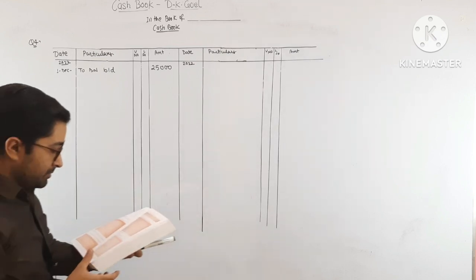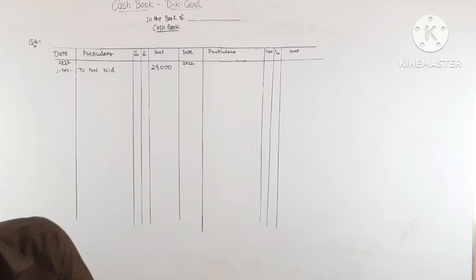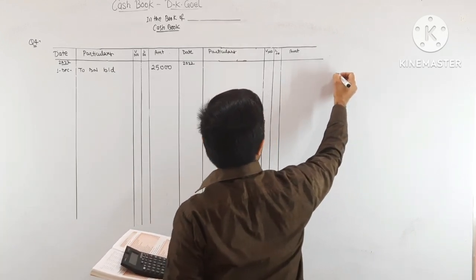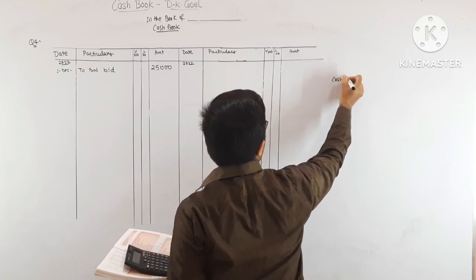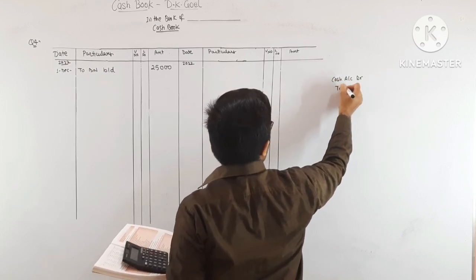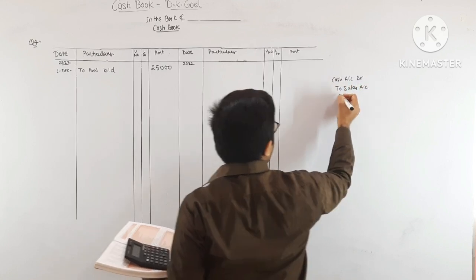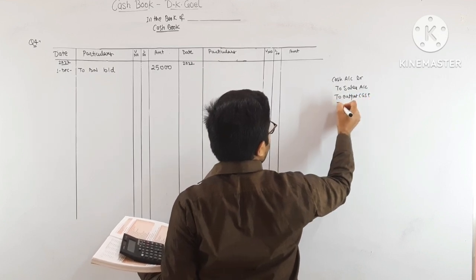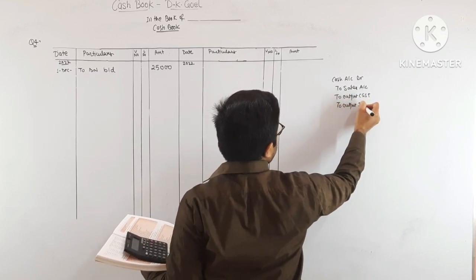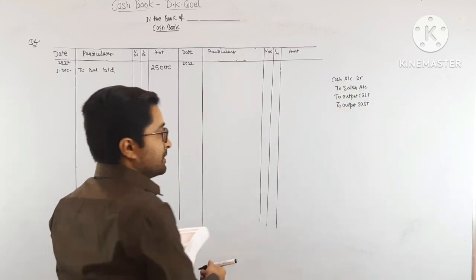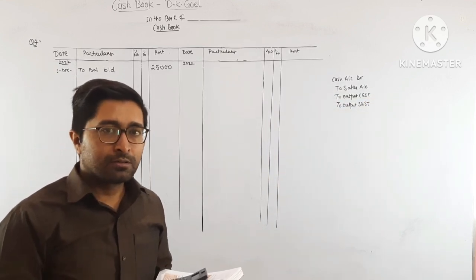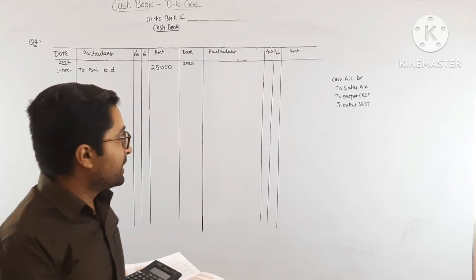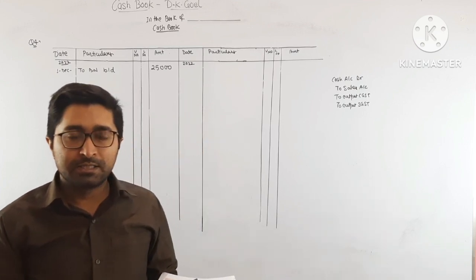Now, the next point is cash sales. CGST and SGST is also given, 40,000. The entry will be what? Cash sales, right? So the entry will be cash account debit to sales and to output CGST and to output SGST. Clear? You must remember the GST chapter, how we made journal entries there. Whenever sales is given, there will be output CGST and SGST.